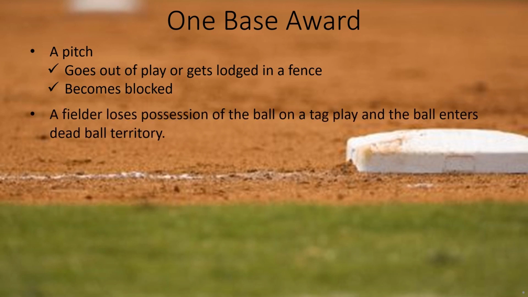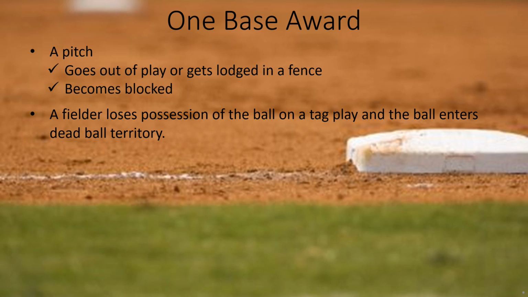A fielder loses possession of the ball on a tag. What this means is, say for instance, the third baseman has her glove down and a player slides in, no malicious contact. She just makes contact with the glove and not the ball. And the ball flips out of the hands of the third baseman and rolls out the field to play through an opening in the fence.